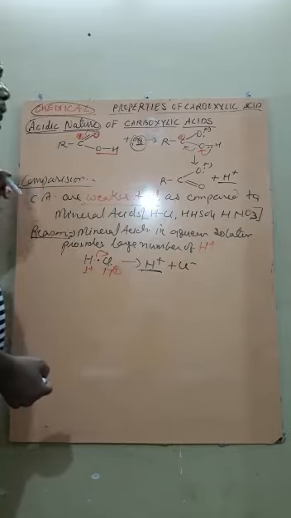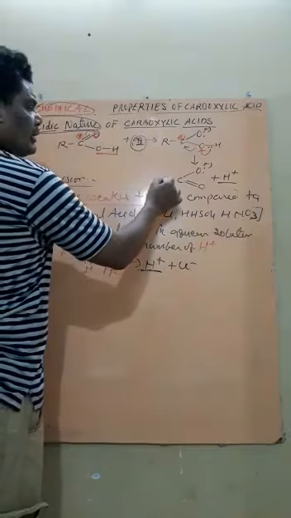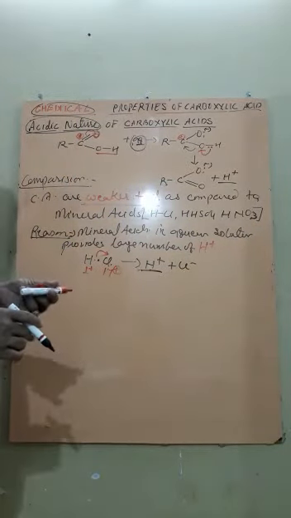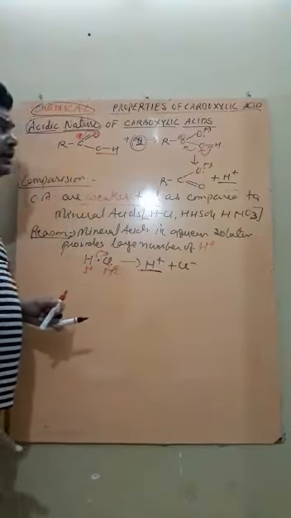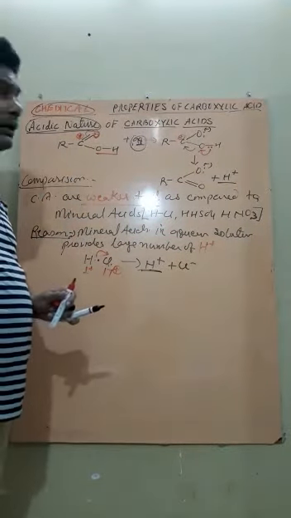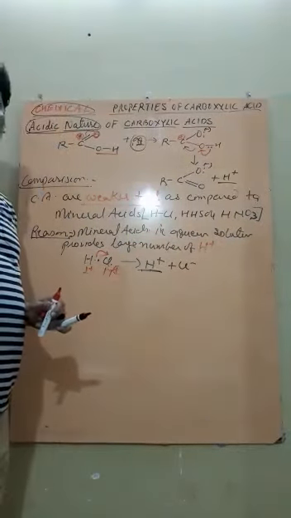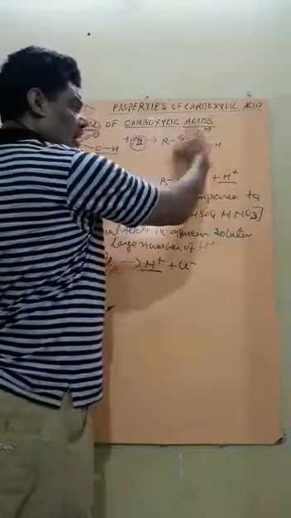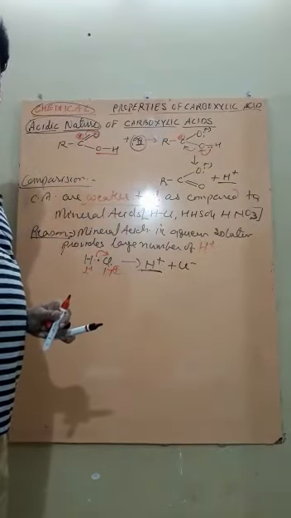Here, student, one more thing is there. What is this? Here, R, being electron releasing in nature, increases electron density on the oxygen atom. Since it increases electron density on the oxygen atom, it becomes highly unstable and therefore it takes back its hydrogen cation in aqueous solution. Are you getting?